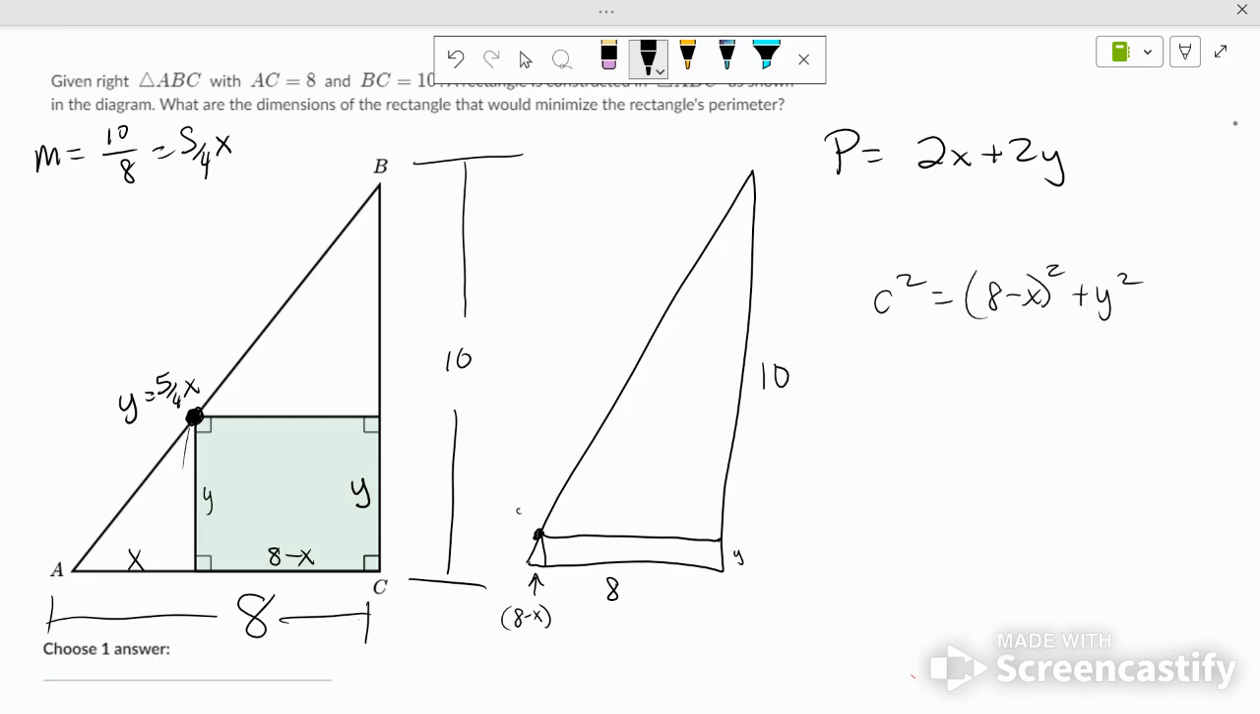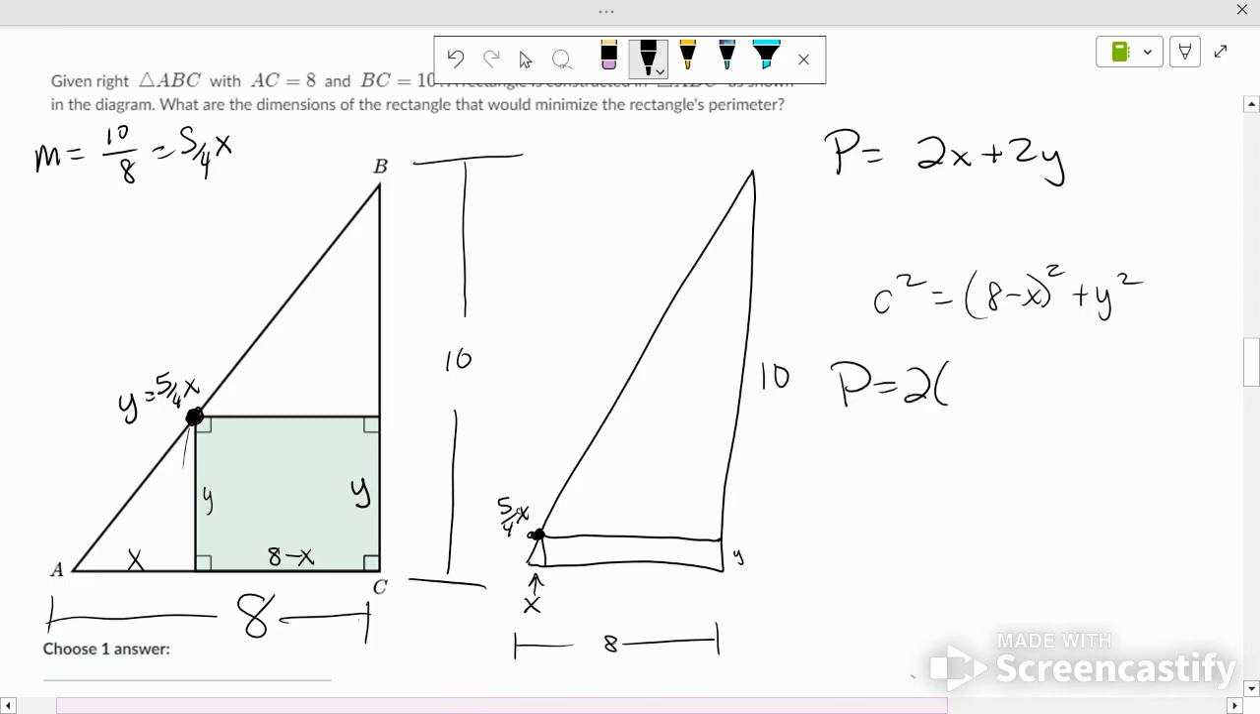And how far we are away from the start will be x. So this distance on this one, this would be x. And then this whole thing is 8. And the height of this would be 5/4 x. Okay? Now, we're looking for the perimeter. The perimeter is 2x plus 2 times y. The y value is 5/4 x.